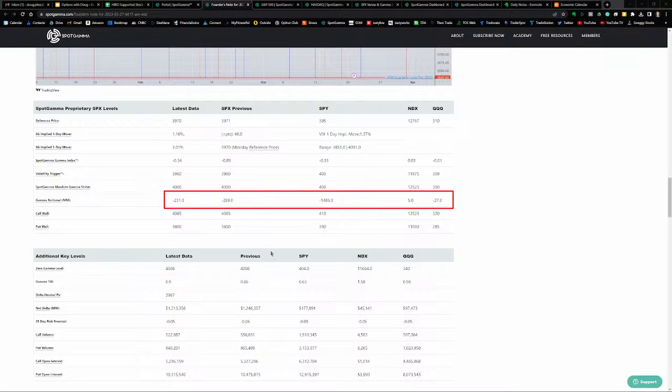And these levels did shift higher. They became less negative than Friday. So for SPX, gamma notional on Friday was minus 453. Today it's minus 231. For SPY it was minus 1952. And today it has become less negative at minus 1486. And QQQ was minus 102, and today it's minus 27. So all became less negative today.